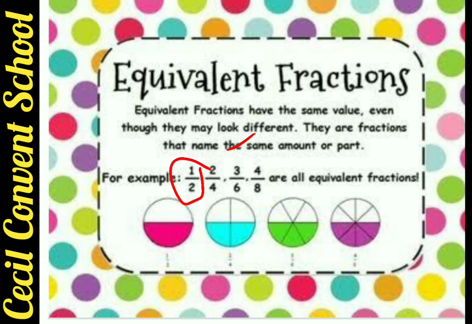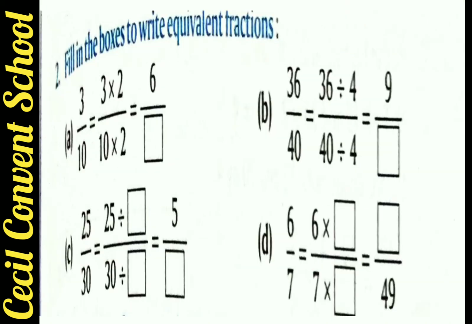Clear? Now we will do activity 2, question number 2. Question number 1 we already did. Question number 2 is filling the box to write the equivalent fraction. For you, a part is given: 3 by 10 is equal to 3 into 2 is 6, written. So what will be the answer of 10 into 2? It will be 20. Question number 2 you have to do in the book only.